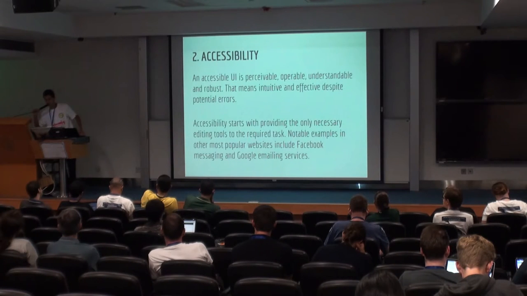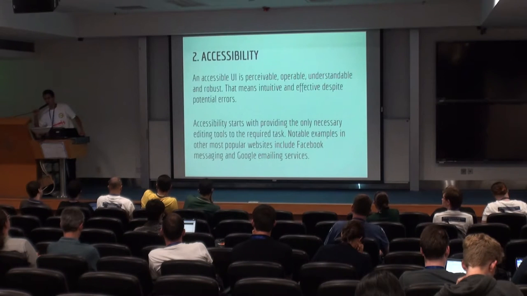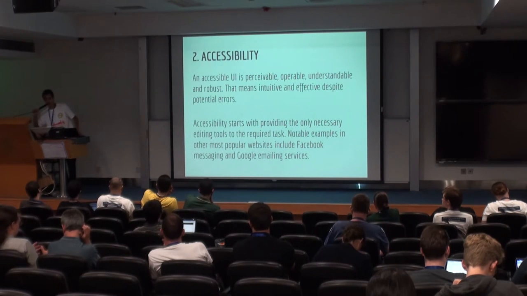Accessibility starts with providing only the necessary editing tools for the required tasks. Notable examples in other popular websites include the Facebook messaging and Google emailing services. You have what you need to send an email or write a message, and that's it.